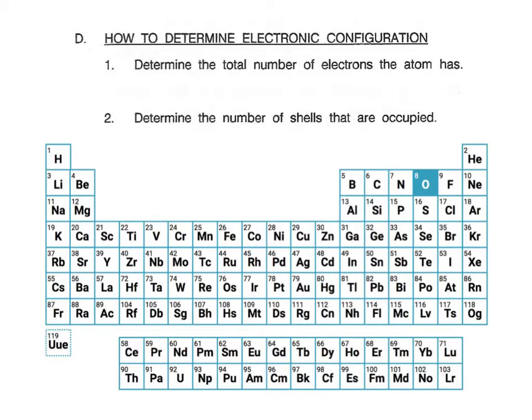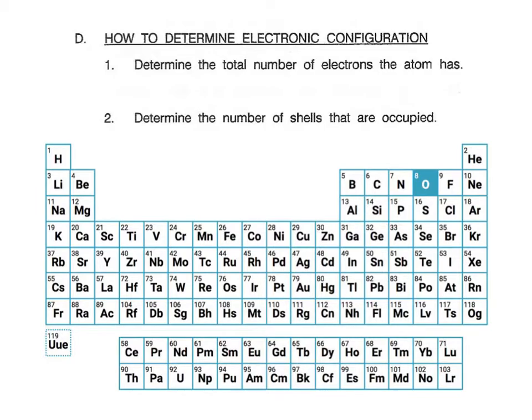So let's use oxygen as an example for the first two steps. So we see that the atomic number of oxygen is 8. That means that there are 8 total electrons for our element oxygen. Next, we want to see which shell it's in, which period it's in. It's in the second period, so we draw 2 shells.